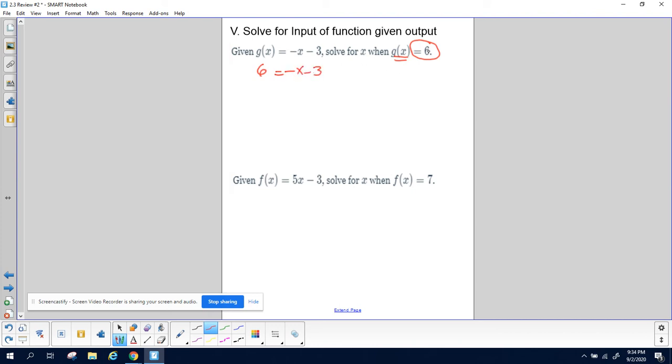So then I'm going to write the rest of this. They're telling you the output is 6. And then I'm going to refresh your memory really quick. You have to get the x value. You have to solve for x. So to solve for x, we add 3 to both sides.